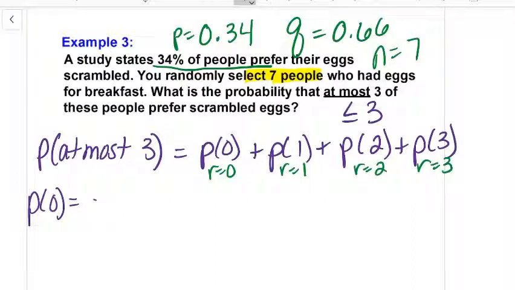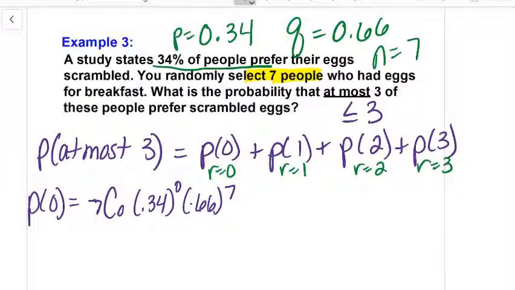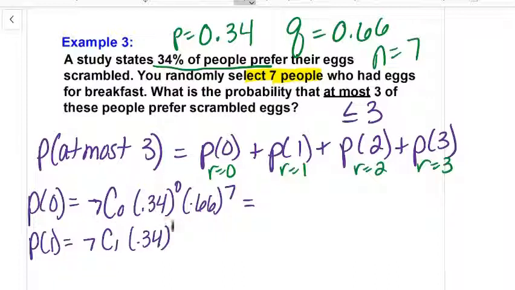So probability that 0 people like eggs is going to be 7 choose 0. And then my success is 0. I want 0 successes, which means it leaves me with 7 failures. And I could calculate that. And then I want probability of 1 person liking scrambled eggs, so that's going to be 7 choose 1. So this time I want 1 success, so 0.34 to the first, and that leaves me 6 failures.